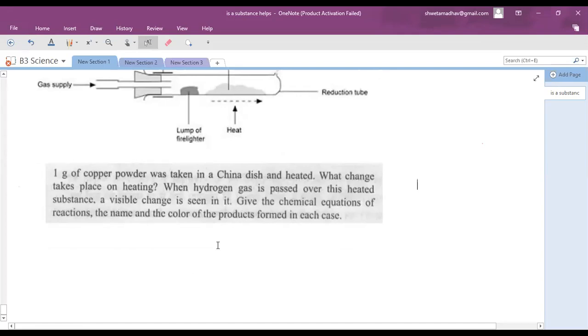Yes, ma'am. Now this carries 3 marks. Now tell me the bifurcation. How the 3 marks will be bifurcated here? Can anyone? Ma'am, the first one will be what change takes place on heating, for 1 mark, and then when hydrogen gas is passed over this heated substance, a visible change is seen in it. And give the chemical equation. This will be for 2 marks mostly.